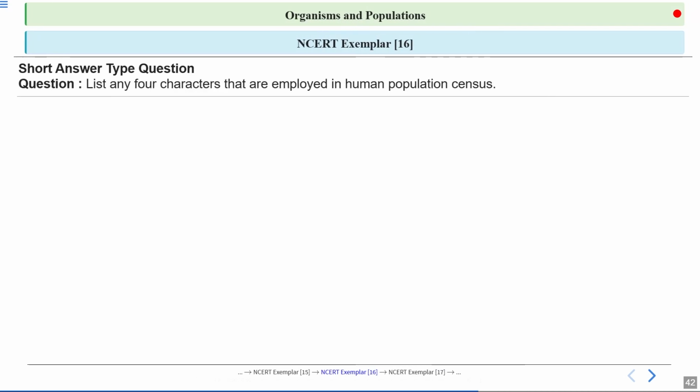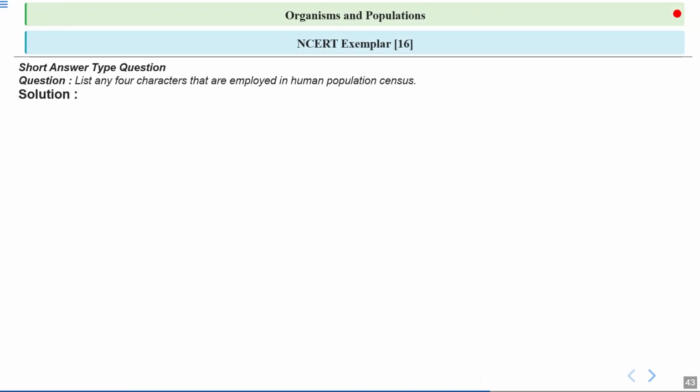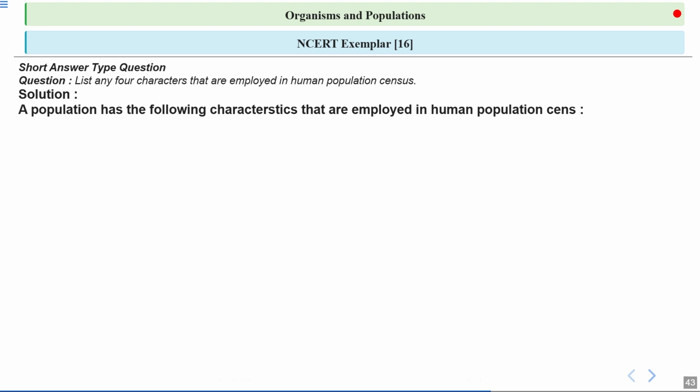Now list any 4 characters that are employed in human population census. Let's have a look at the answer. Now population has the following characteristics that are employed in human population census. First is natality and mortality. Natality is the birth rate, mortality is the death rate.